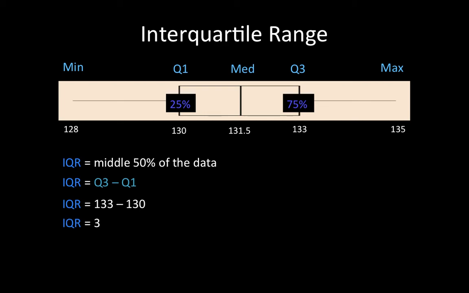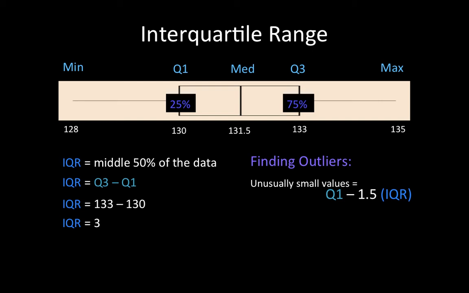Finding IQRs is also helpful because they help find outliers. Unusually small values are found by subtracting 1.5 times the IQR from quartile 1. And here's the calculation for that. 130 is quartile 1, and you subtract 1.5 times IQR, which is 3, which we already found, and this happens to equal 125.5. And this means that values lower than 125.5 are outliers, but not 125.5 itself. That is not an outlier.